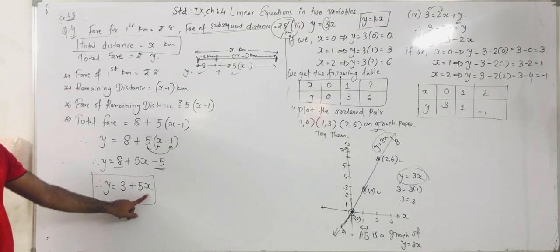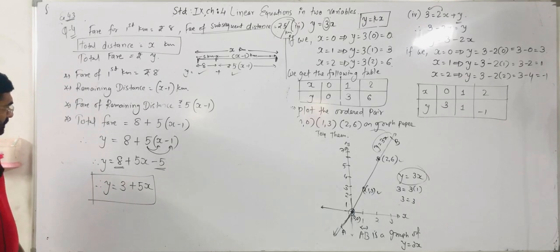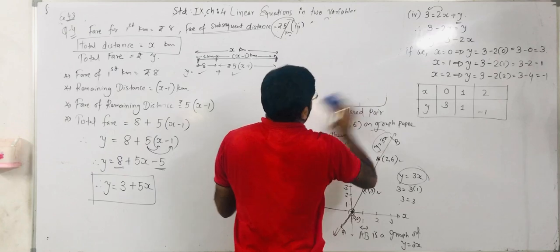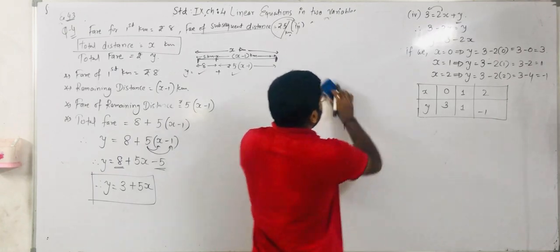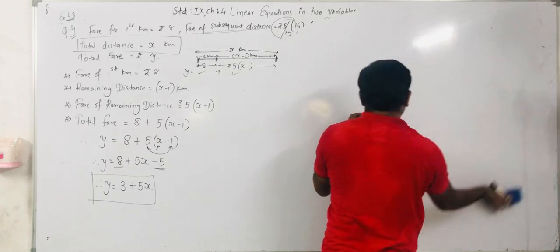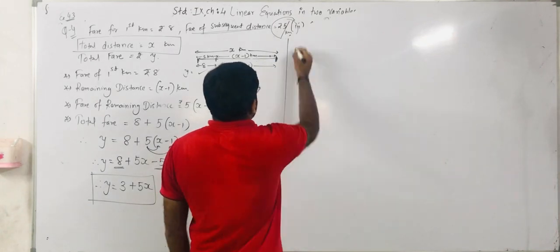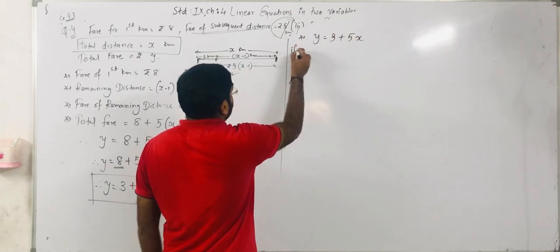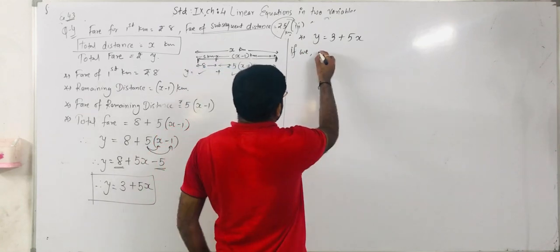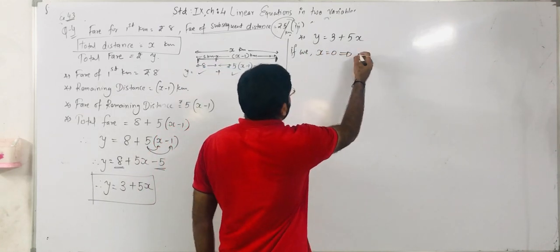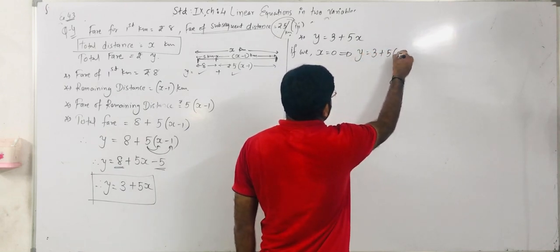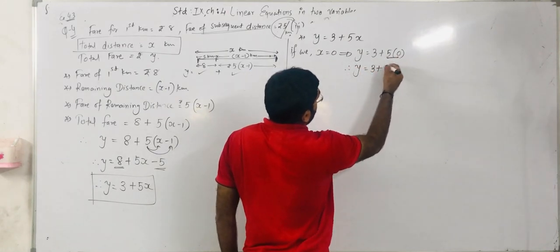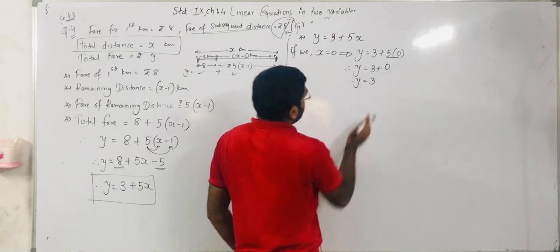So you have to take different values of x and plot the graph. Our linear equation is what? y is equal to 3 plus 5x. So if we take different values of x, suppose x is equal to 0 and we put it in that equation, y is equal to 3 plus 5 times 0. Here I put the x value as 0. So y is equal to 3 plus 5 into 0, which means 0. So we get y is equal to 3.